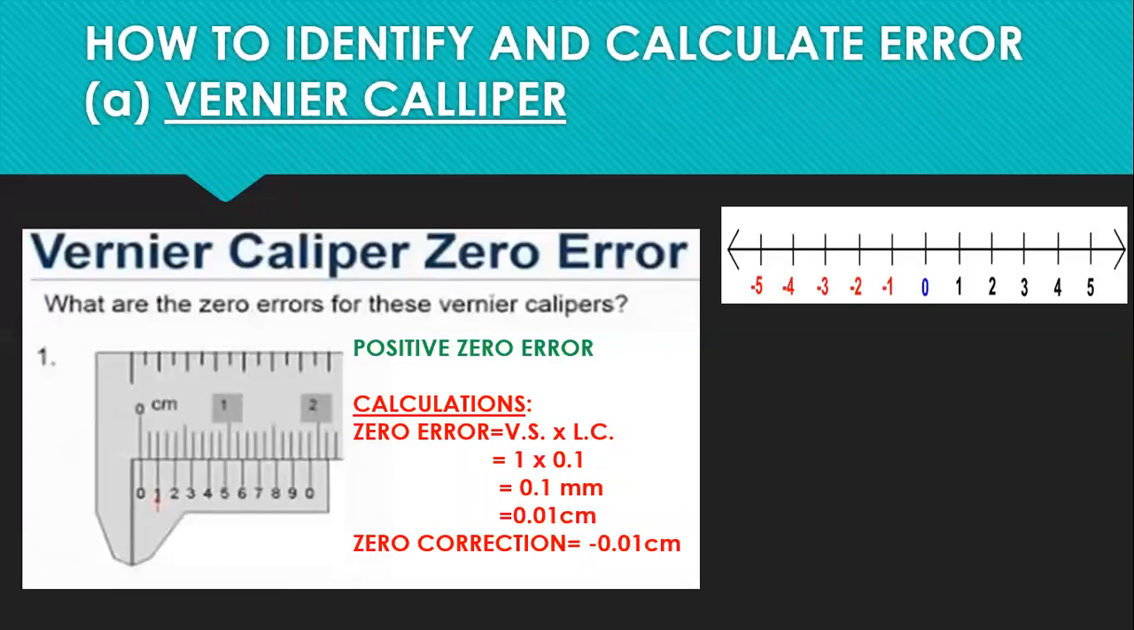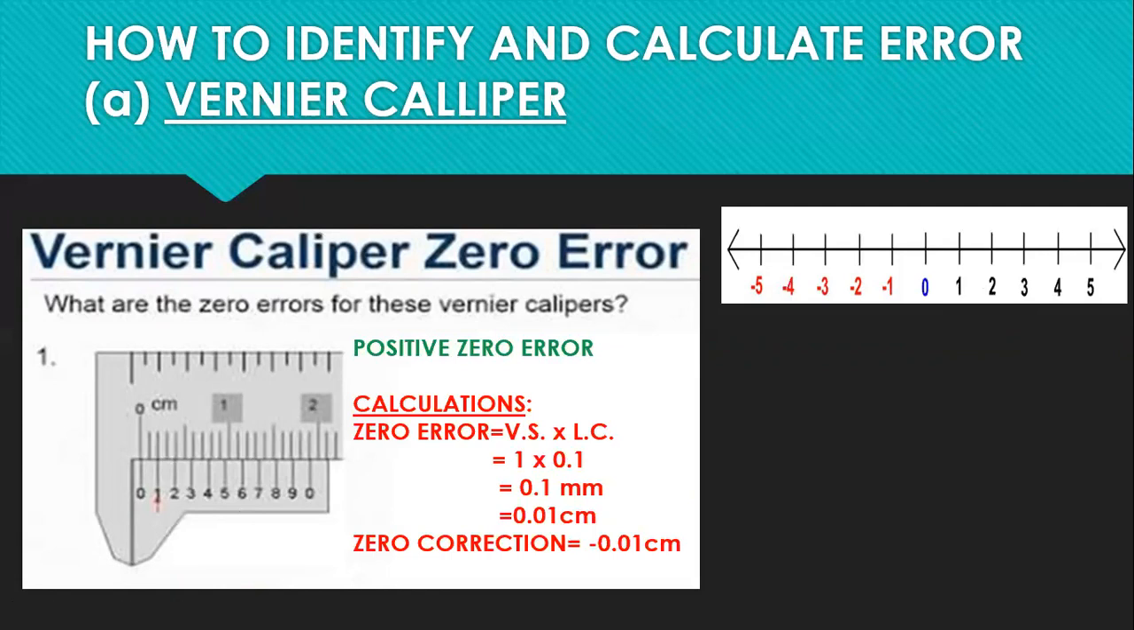How to identify and calculate error in case of vernier caliper? Coming back to the number line, see the picture. You have to note the zero error when no object is placed between the jaws. It means the vernier caliper was handed to you and you saw that the 0 of the vernier scale was slightly coming towards the right of the main scale. Now see the number line: all the positive integers are towards the right of the 0. So this error you can relate with positive integers; it is positive error.